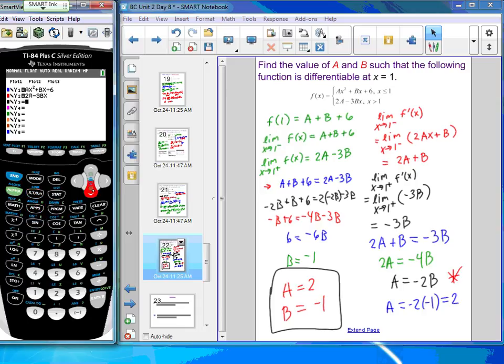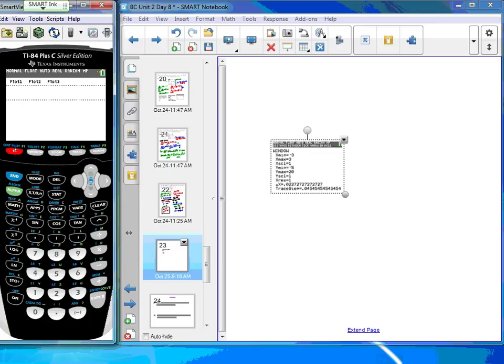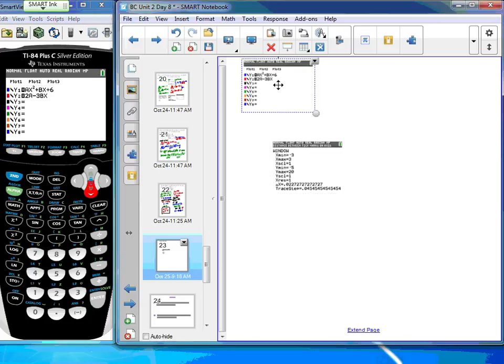And I want to see what's happening right around x equals 1. So my window should include x equals 1. And I'm going to go negative 3 to 3. And I'm going to go negative 5 to 20, because I've already looked at this.